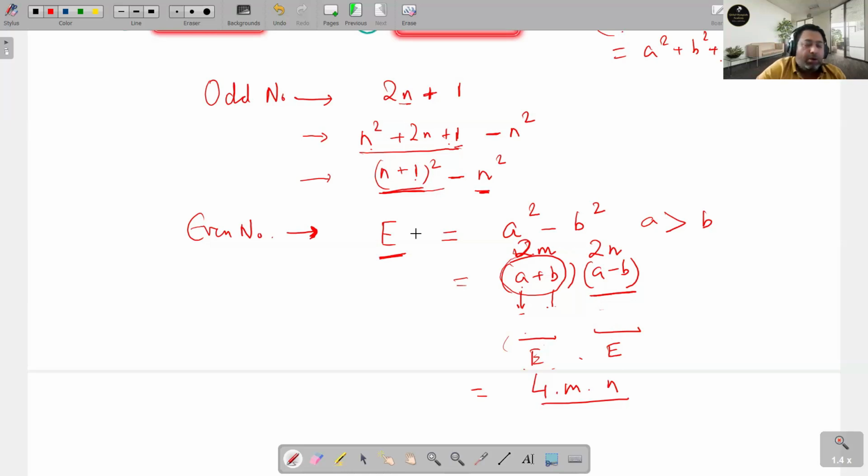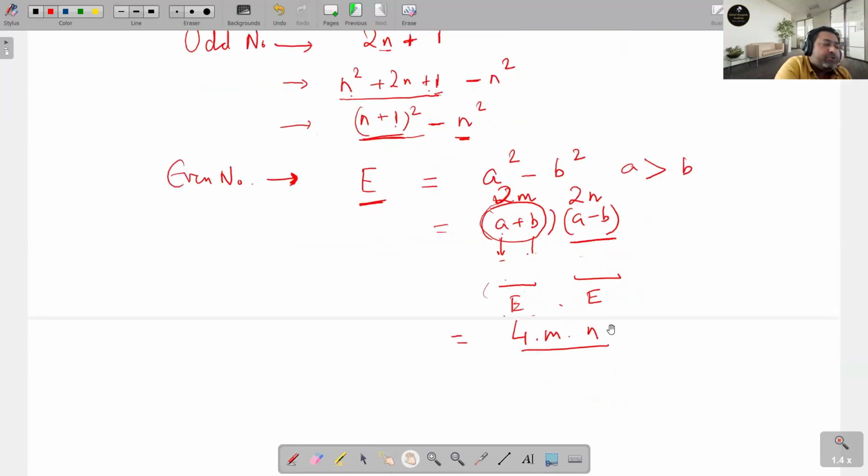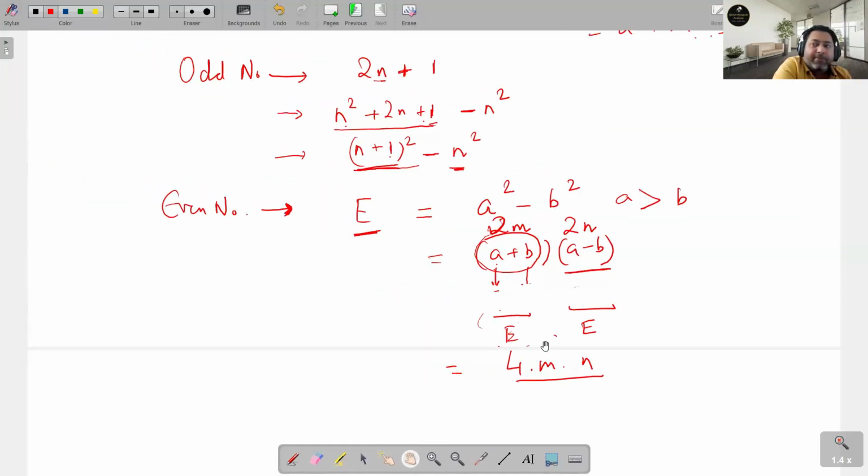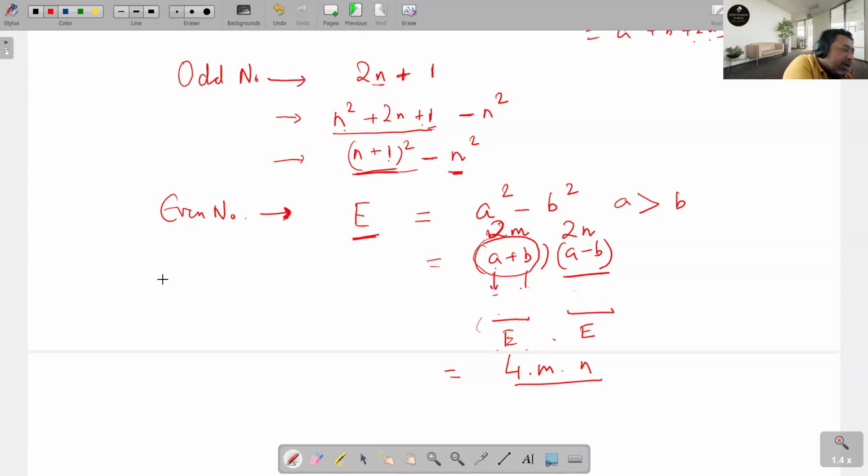Okay. So any multiple of 4 can be expressed as a difference of two squares. But the even numbers which are not multiples of 4 cannot be expressed as a difference of two squares. For example, 10. 10 is an even number, but it's not a multiple of 4. Therefore, it cannot be expressed as a difference of two square numbers. You can check this out with any two square numbers.